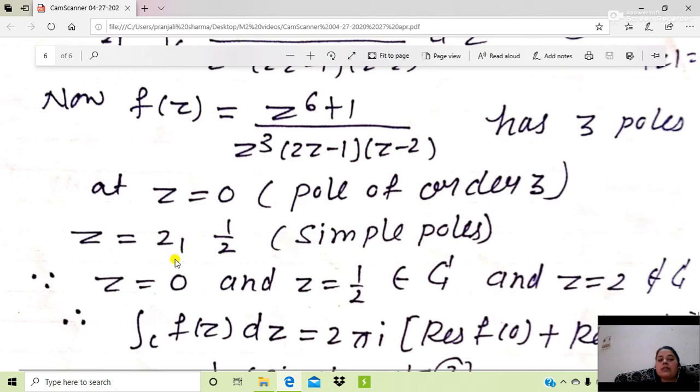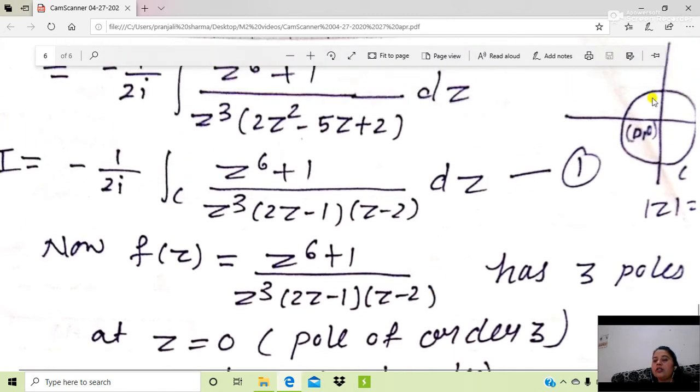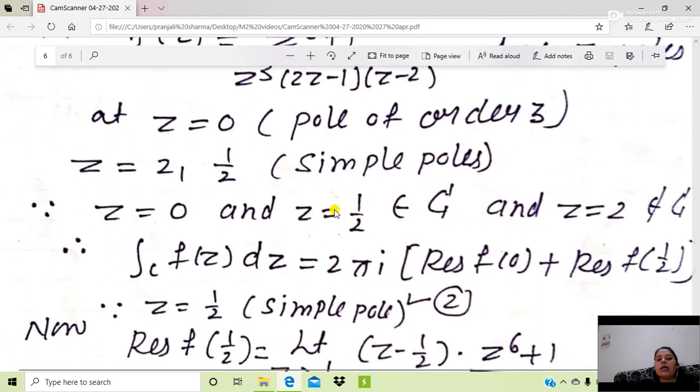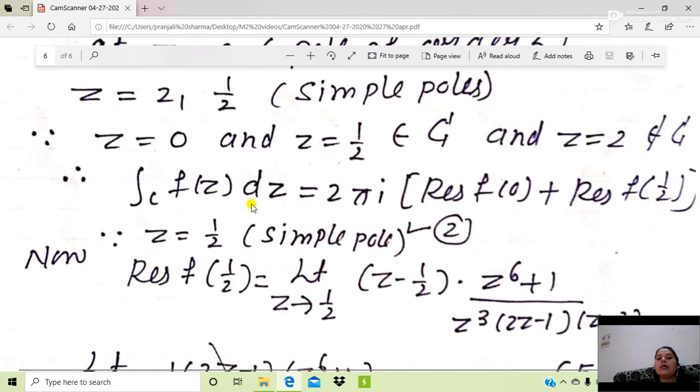Now, since z is equal to 0 and z is equal to 1 by 2, two poles are inside the curve, which is a unit circle. So z is equal to 0 and z is equal to half are inside the curve, and z is equal to 2 will be outside the curve. So we only have to calculate residues at point 0 and point 1 by 2. We need not calculate the residue at point 2. So the integration of f(z) dz will finally be 2 pi i into the residue of f at 0 plus the residue of f at half, which are the inside poles.